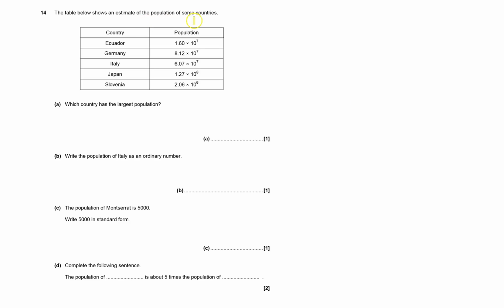Okay, so it shows an estimate of the population of some countries. Which country has the largest population? Well, if you're not sure about this, you could actually put all of these into sort of normal numbers beside them. This means I've got 1 and then it's 0.60.